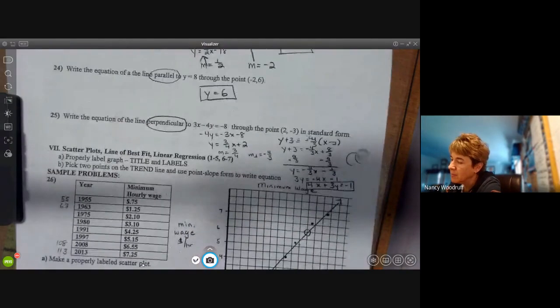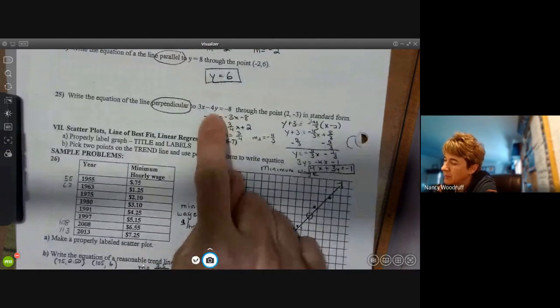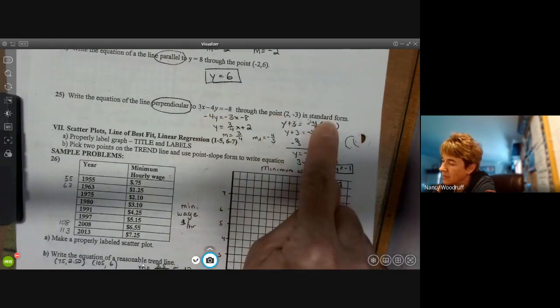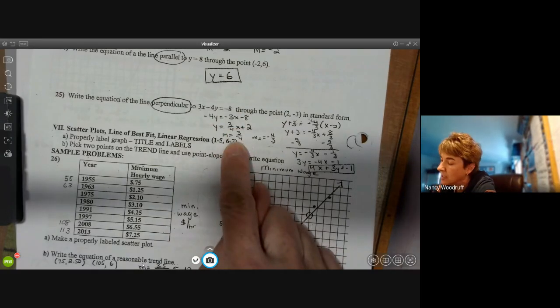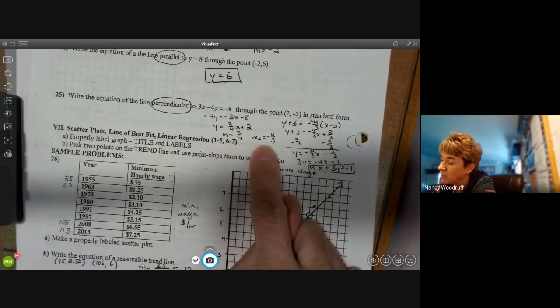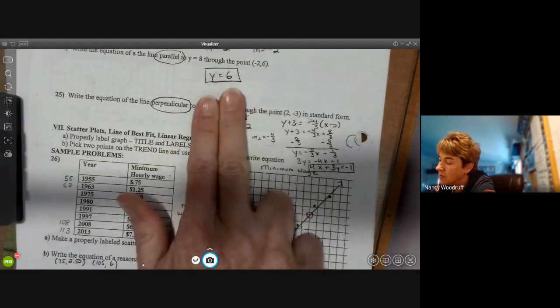Okay, speaking of perpendicular, we want it perpendicular to this guy through this point in standard form. First thing we need to do is get the slope of the old line, which is 3/4. We had some people messing up signs, positives and negatives, on the quiz. Once you have the slope of the old line, you look for your P word, and it will not stay the same. It will reciprocate and negate, and now he goes away.